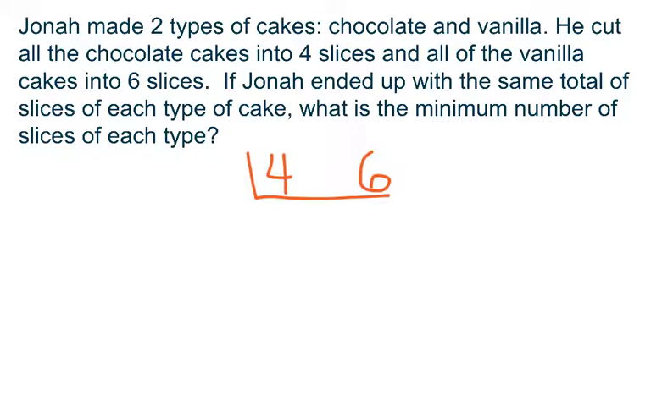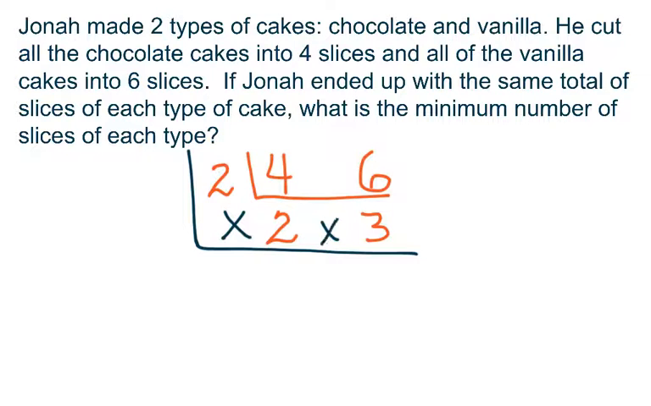So I have 4 slices and 6 slices. I'm going to set it up in the slide. 2 goes into both of those. 2 goes into 4 twice, and 2 goes into 6 3 times. There's not a number that goes into 2 and 3, so I'm done. Then I'm going to take those numbers that form that L and multiply. So 2 times 2 is 4, and 4 times 3 is 12. So the LCM is 12. So the minimum number of slices of each type would be 12 slices.